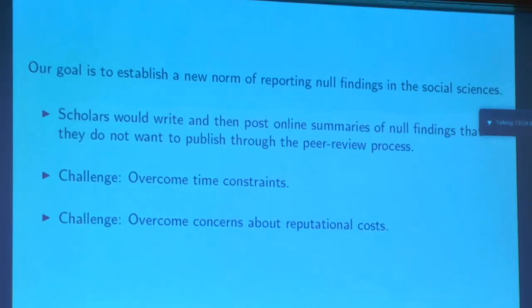So our proposed solution after talking through this is to try and create a new norm, similar to the norm that's developed around pre-analysis plans, for scholars to report on their own null findings in the social sciences, even if they're not pursuing peer-reviewed publications. And so the idea here is that you would write and then post online a short summary of what you did and what the findings were once you've decided that you're not going to advance with peer review.